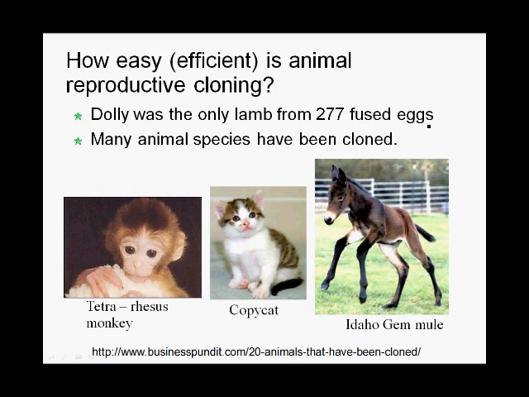Nevertheless, many animal species have been cloned, including primates, cats and dogs, and of particular note is cloning of a mule. So mules are sterile because they're hybrids between donkeys and horses, and the only way really then for mules to reproduce would be by cloning.